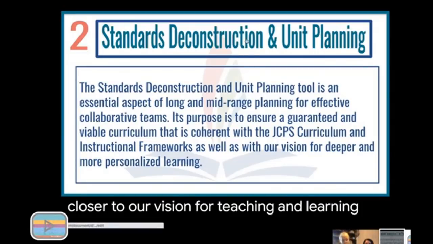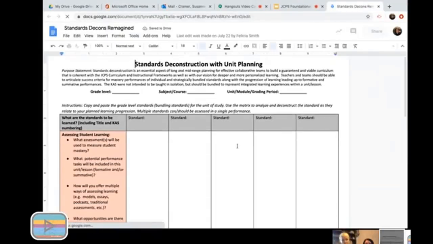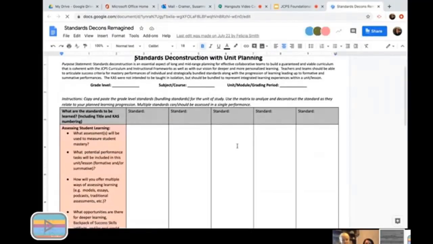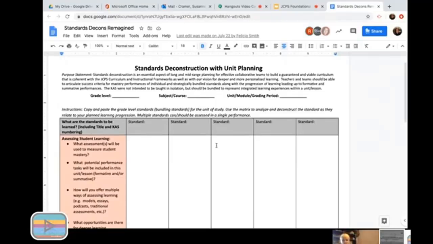And so we're just going to quickly give an overview of the shifts that you'll see in this document. For example, it used to be that we did standards deconstruction at the very beginning of the school year. We would identify essential standards and deconstruct those standards, and then just plan throughout the year without maybe coming back to that document. And so the effect of that was that we were maybe just teaching the skills in isolation rather than seeing how those skills and standards come together in coherent performances.